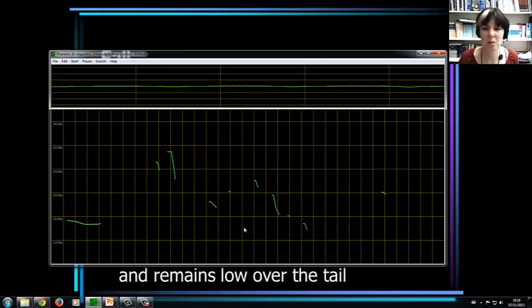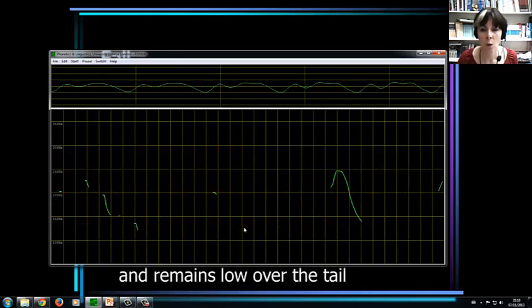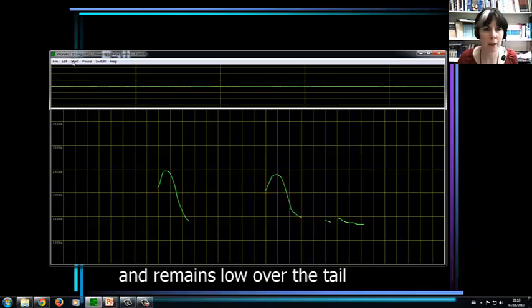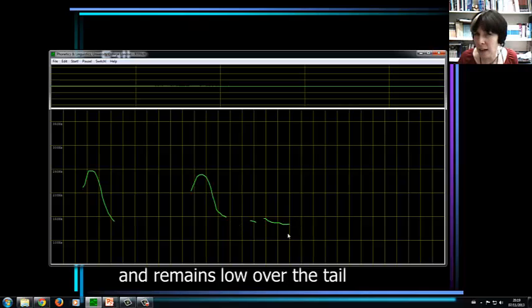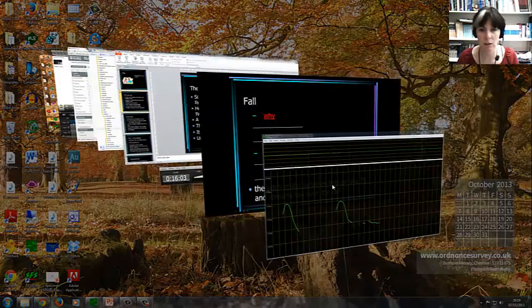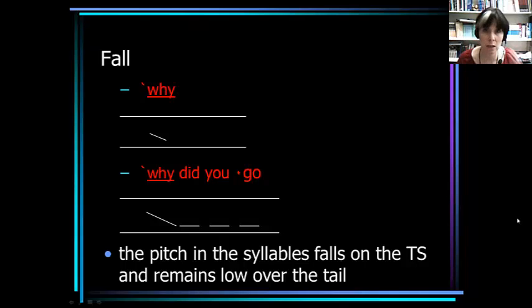Let's try that once more. Why? Why did you go? Okay, I think that's probably the best. So, why? Why did you go? And then we've got this low, relatively level pitch movement here. So that's the main pitch movement, and then we have the low level tail, and that's how we describe it. We say that it's followed by a low level tail.